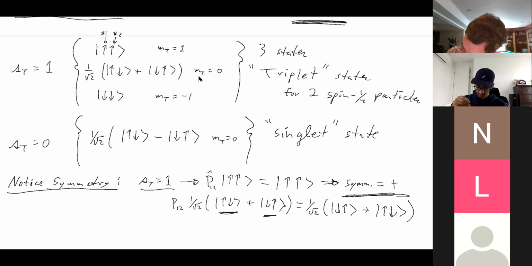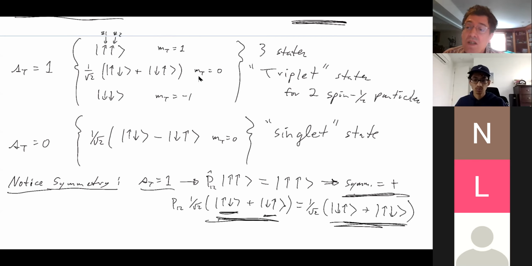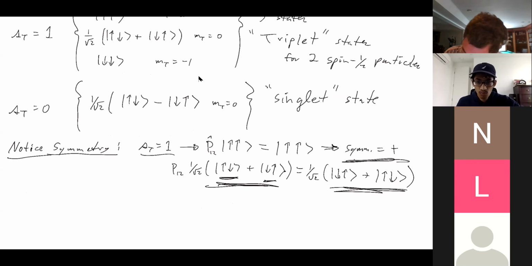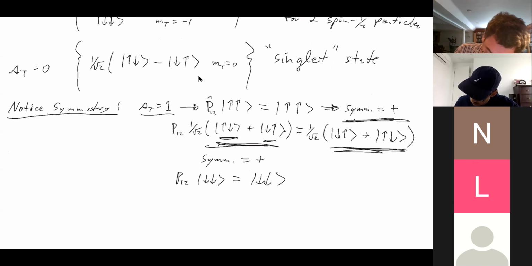But look at this new state and look at this old state. What can I say about those two states? It's the same. And so once again, you see that the symmetry is positive. And of course, you could do the same thing for the down, down, right? P12 down, down is equal to down, down. So the point is that the S total equals 1, the triplet states, are symmetric.